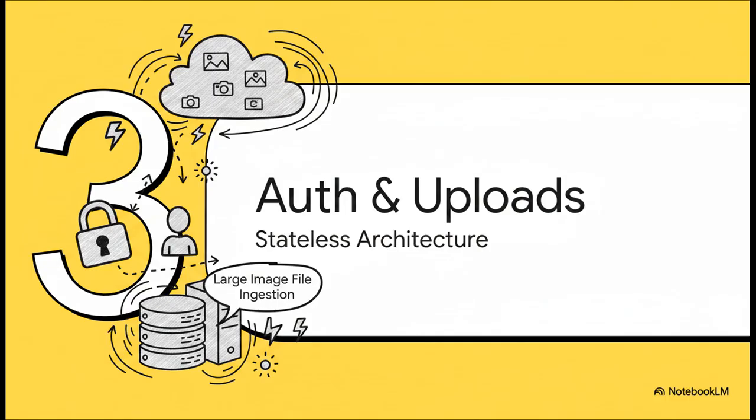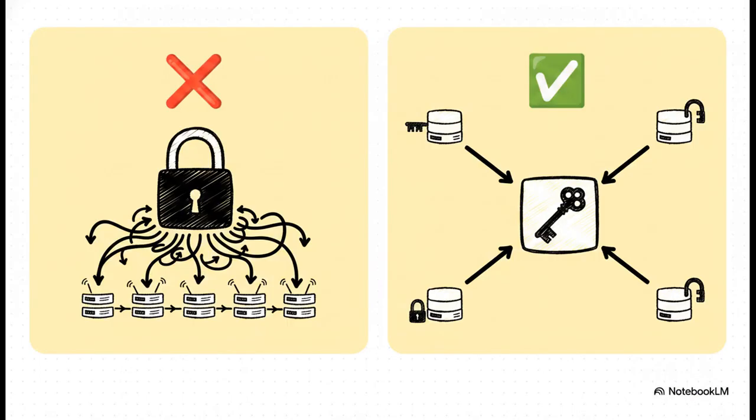Let's hit part 3, stateless auth and decoupled uploads. Let's pivot for a second to that super rare upload path. How do we securely authenticate a user and ingest a huge image file without absolutely choking our API servers? This brings us to Pillar 2, and it shows exactly why public key cryptography is an absolute game changer.